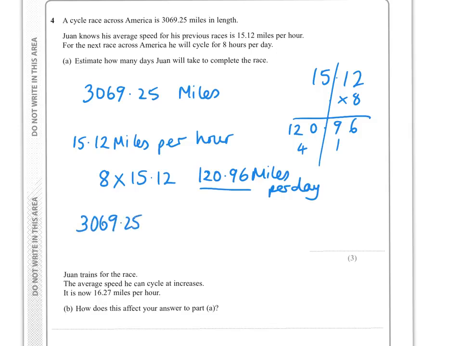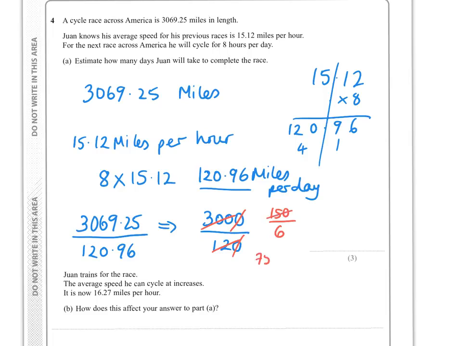So this is how many miles the race is, this is how much is covered per day. And so we can choose simple numbers, and I'm going to choose 3,000 as an estimate for the top number, and for the denominator I'm just going to choose 120, and I can divide by 10 quite easily, and then I can halve this number here to get 150, halve this one to get 6, and then I can halve this one to get 75, and halve this one to get 3, and I can do 3s into 75 in my head, and that would give me 25 days.